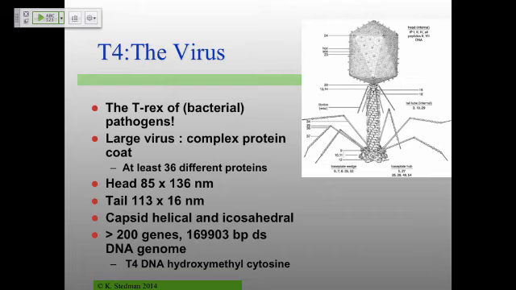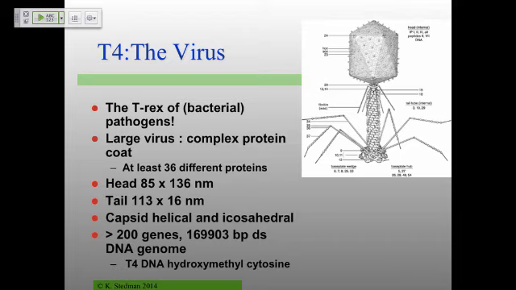The head, as I mentioned before, is an elongated icosahedron, not a regular icosahedron, but it still has five-fold symmetry at each of the corners. It's just stretched between one end and the other. The tail structure here is at least as, if not more, complex than the head structure per se, and it's a really pretty long tail structure.